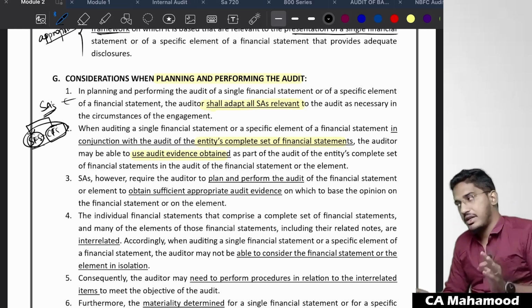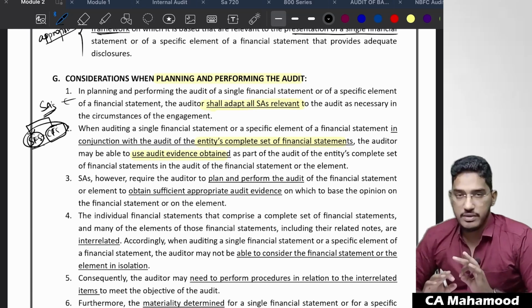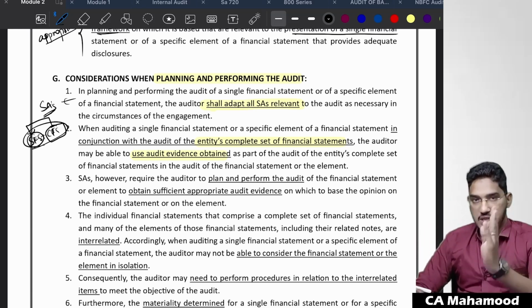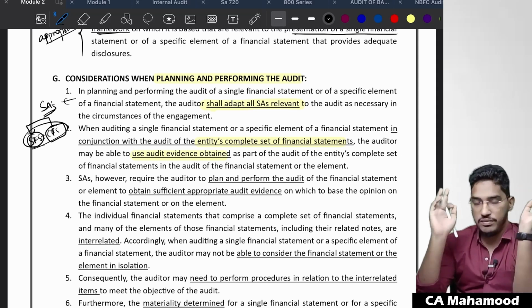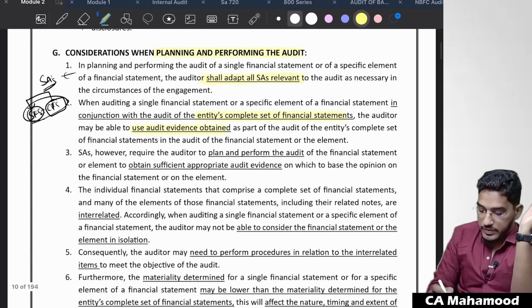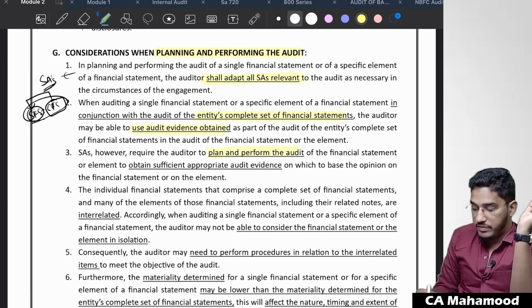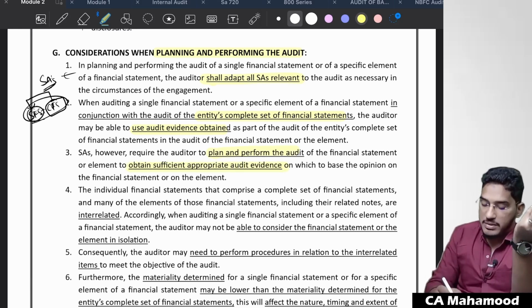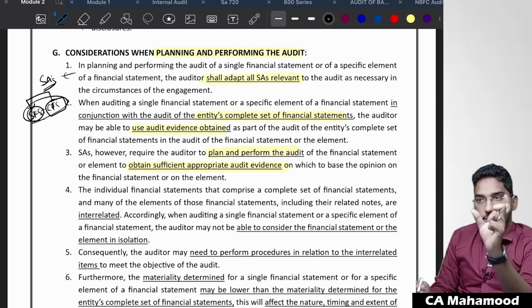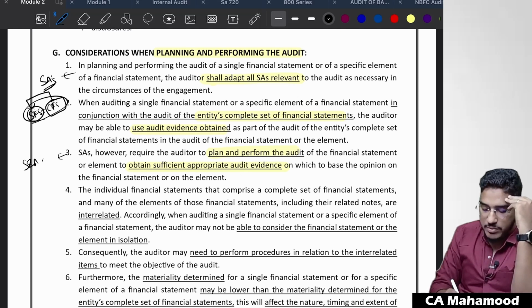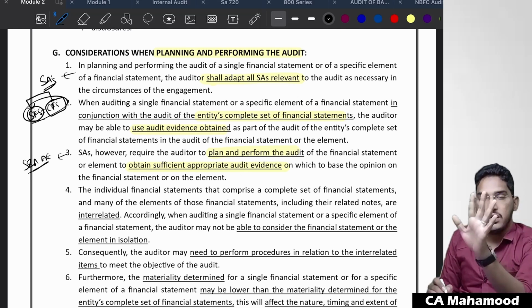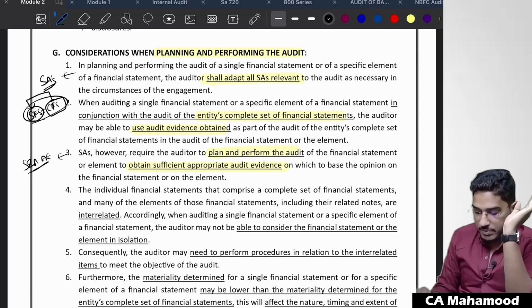If you are the same person conducting the audit of single financial statements as well as the complete set of financial statements, whatever evidence you have gathered in conducting the audit of the complete set can be used even for conducting the audit of single financial statements as well. SAs, however, require the auditor to plan and perform the audit of the financial statements or the element to obtain sufficient and appropriate audit evidence on which to base the opinion on the financial statements or on the element. Similarly, since you are giving the report on a single financial statement or a specific element, you need to obtain sufficient and appropriate audit evidence before you express that opinion on that single financial statement or specific element.